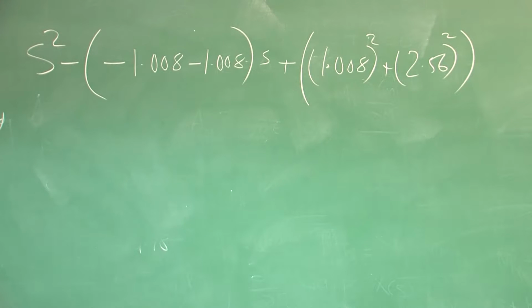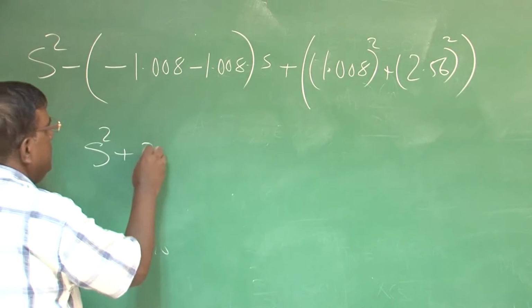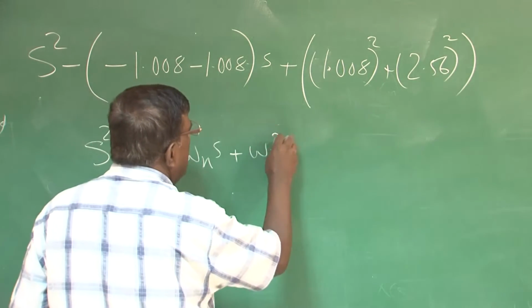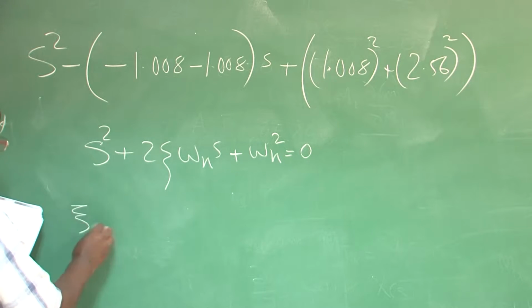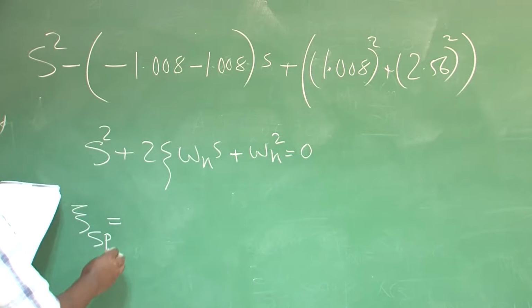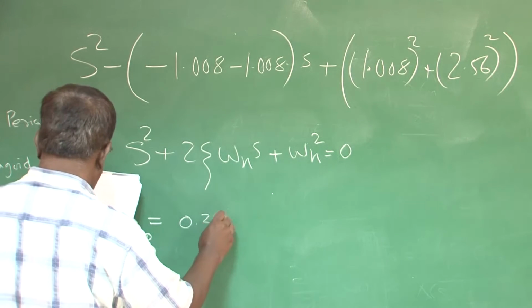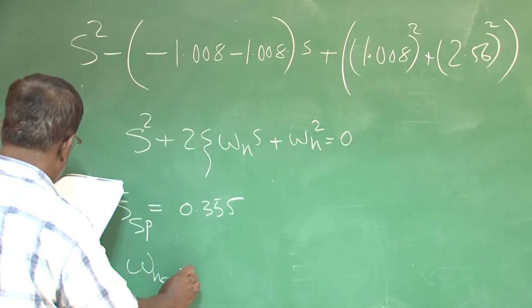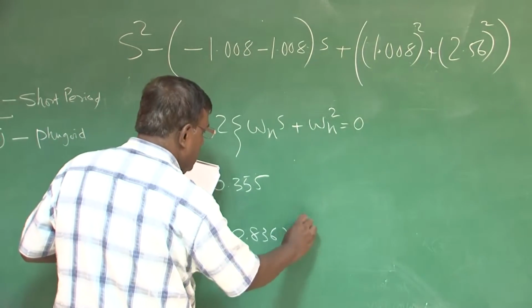Okay? So, now, I will compare this with s square plus 2 zeta omega n s plus omega n square equal to 0, and I can find out the value of zeta and omega n. Zeta sp, short period, will come out to be 0.355, omega n short period will come out to be 2.836 radian per second.